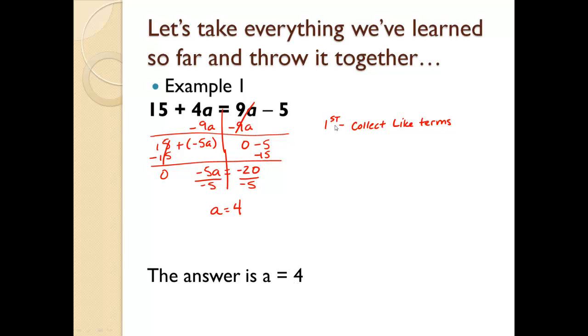So process again, first collect like terms. Second, get the variable by itself. You do that by doing addition or subtraction first, where we collect the like terms, and then you either have to multiply or divide the variable to get it by itself. So get variable by itself. Okay. And then what do you do once you have your answer? Because here's our answer, a equals 4. But you're not done. No.